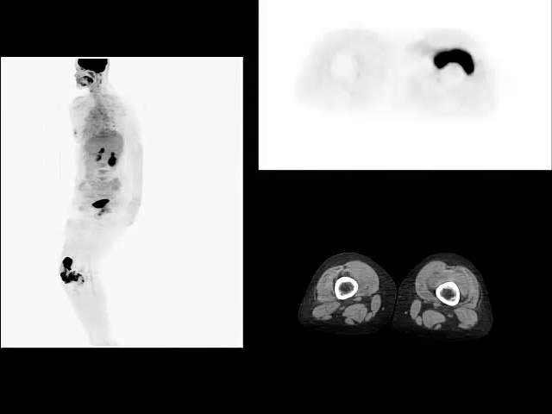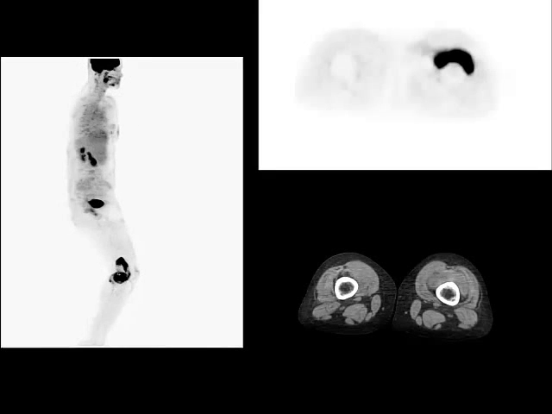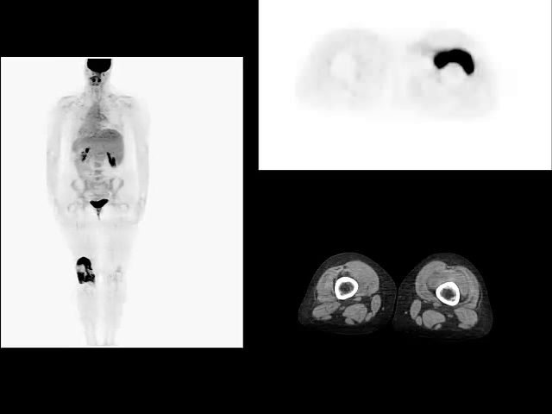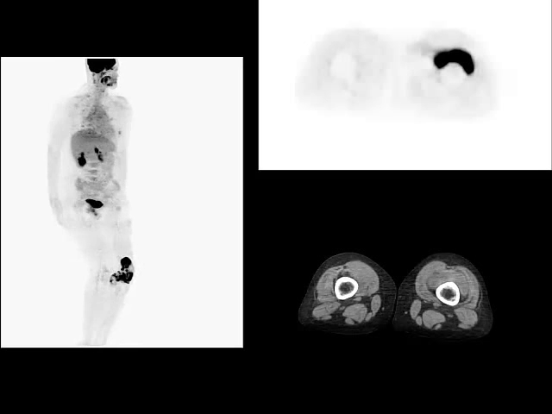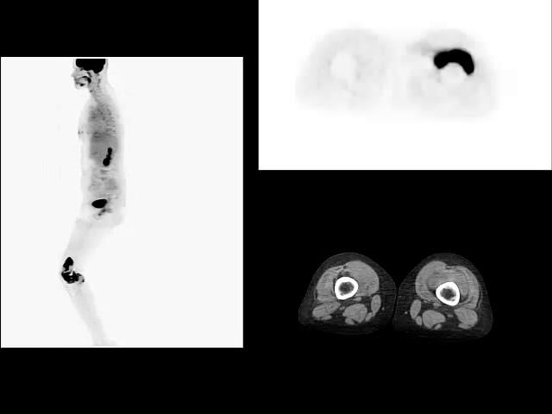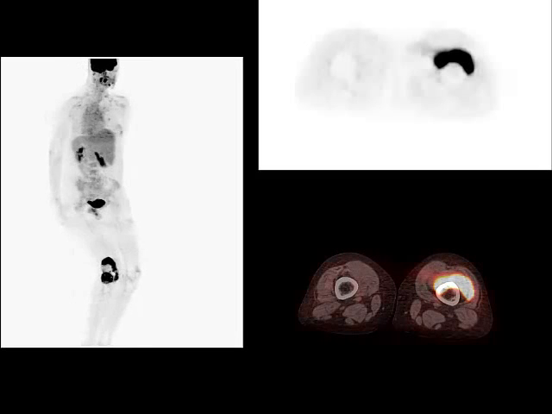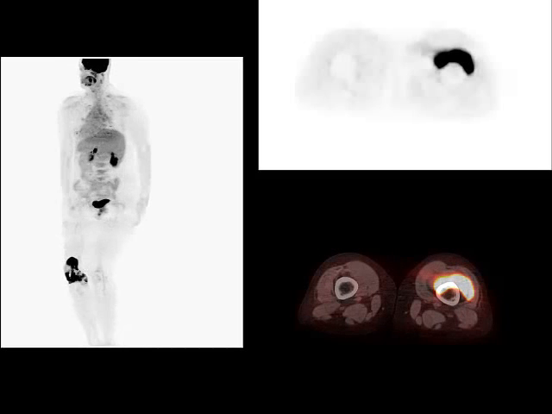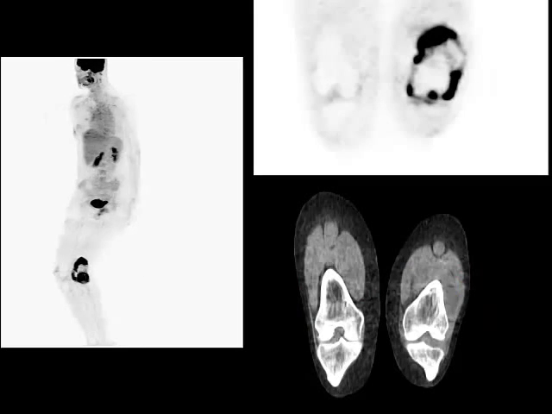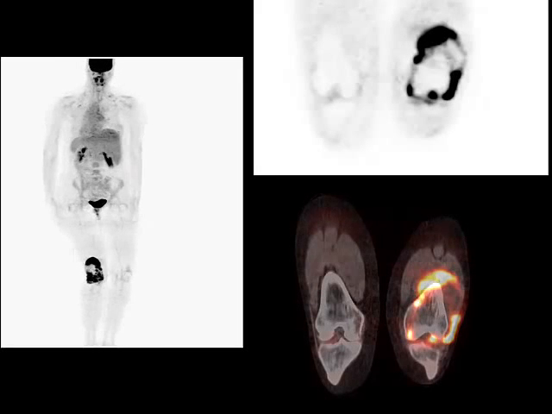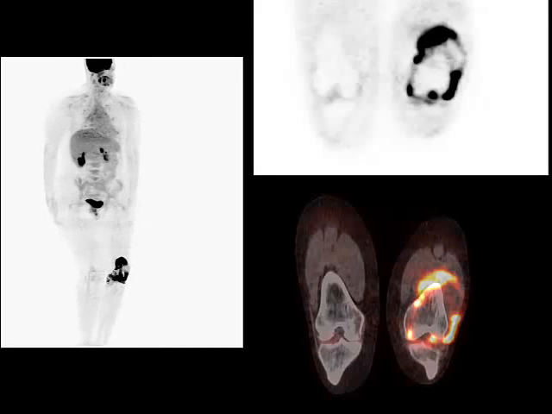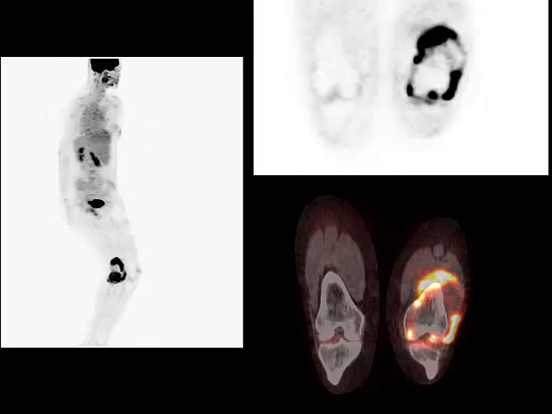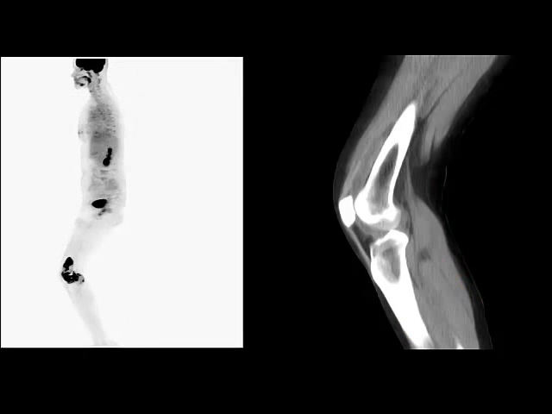And here's her PET scan, showing very prominent activity in and around the left knee. And on the axial images, we can see that this conforms very well to the extent of synovial thickening seen on MRI. And we can also see this on coronal imaging, really all throughout the articular space on the left-hand side. Sagittal images as well.